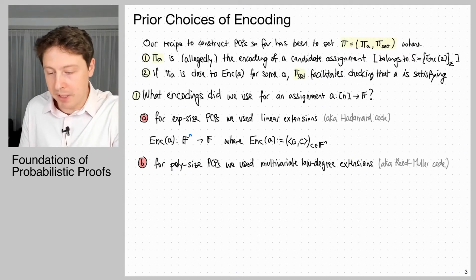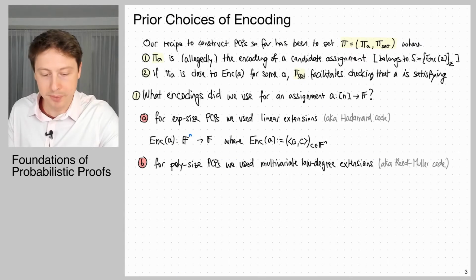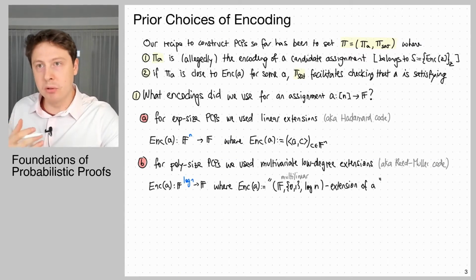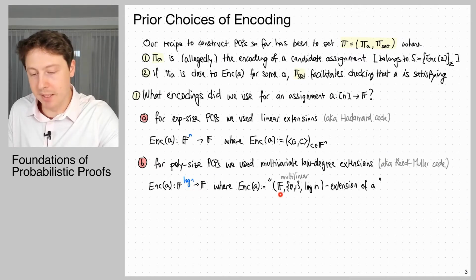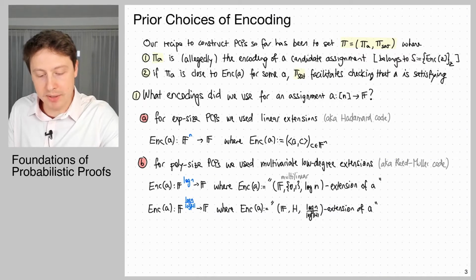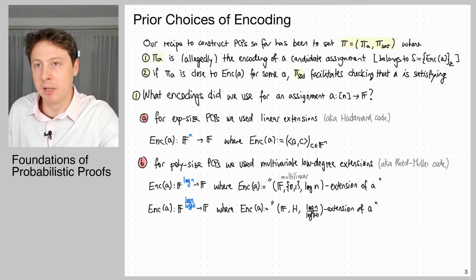For polynomial size PCPs, we used multivariate low-degree extensions, which is also known as the Reed-Muller code. And we saw two different regimes of this encoding. One was with a logarithmic number of variables, where the encoding was basically the multilinear extension of A. And then we also saw this other setting of parameters where the number of variables was log n over log log n. And here this was a generic low-degree extension where now the side of the hypercube was maybe larger than 2.